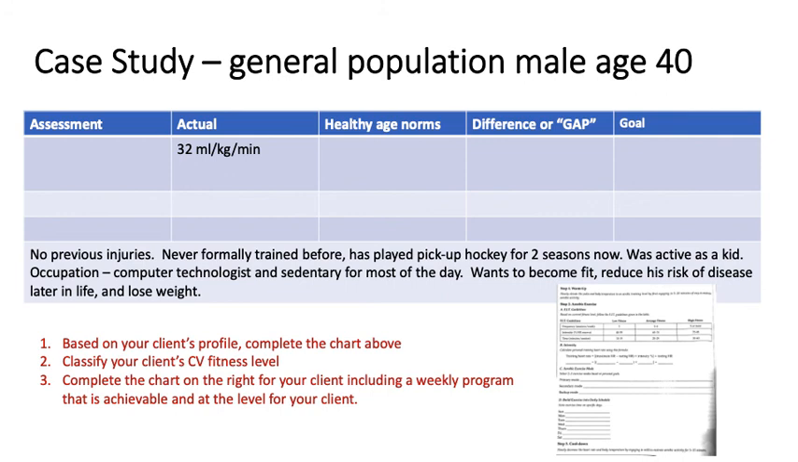So that's submax. You're not bringing him to max. You're using predictive equations to determine what the max is. And you're also doing it indirectly. So that means you don't have him hooked up to a metabolic cart because he's not familiar with this and there's no need for this. You can track his changes over time by repeating the same submax indirect test.